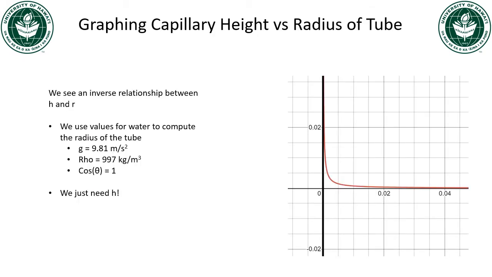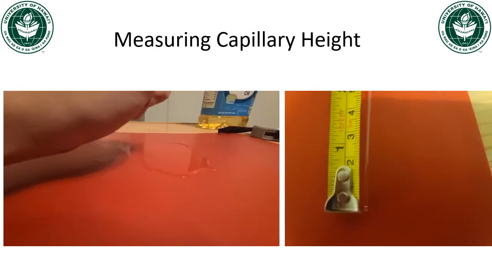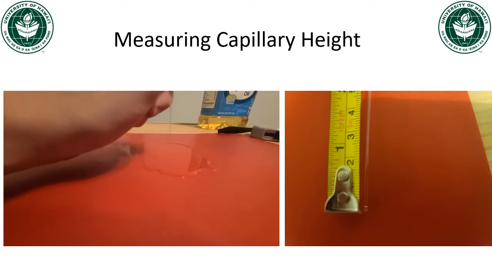And so for the first part, when I want to back calculate the radius, I'm going to use water's values. So water against glass has a contact angle of 0. The density of water, gravity, and then all I need is h, and then I can calculate the radius of my tube. And to do that, I'm going to insert the tube into the liquid.